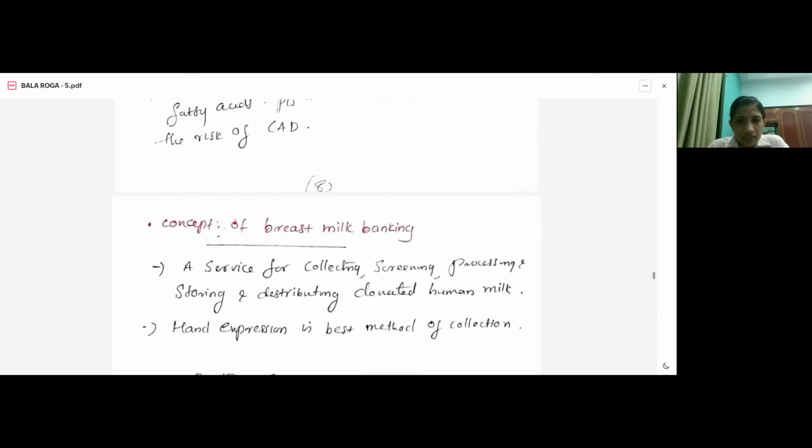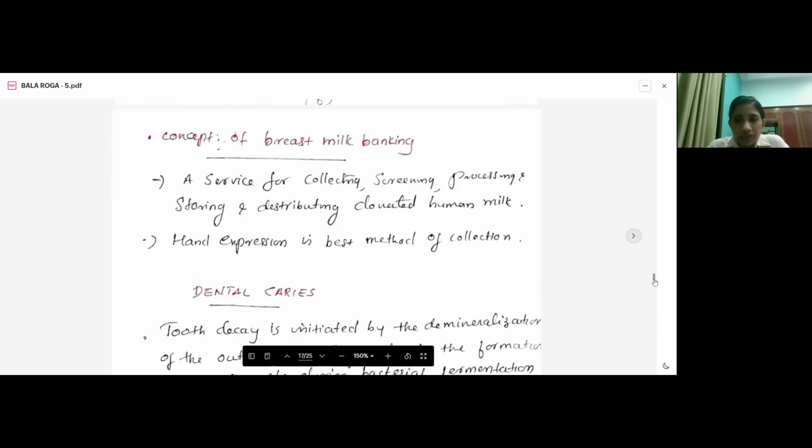Next is the concept of breast milk banking. Nowadays, breast milk banking is available like blood banking. It is recommended in case the baby's mother has died or the mother has any severe systemic diseases and is unable to feed the baby. In that case, breast milk banking is helpful to the baby.